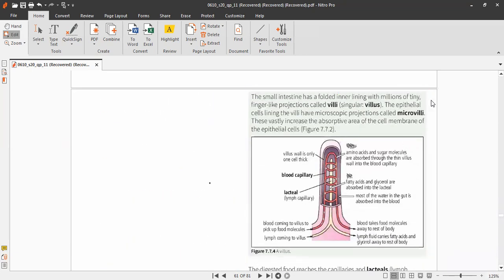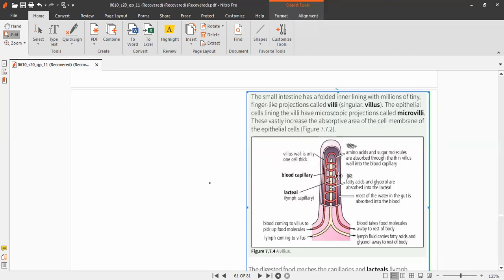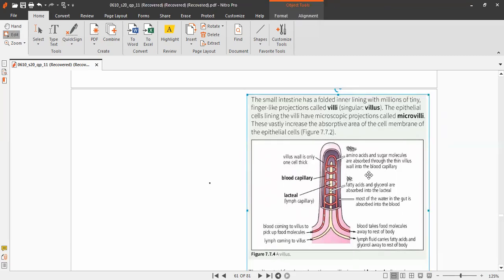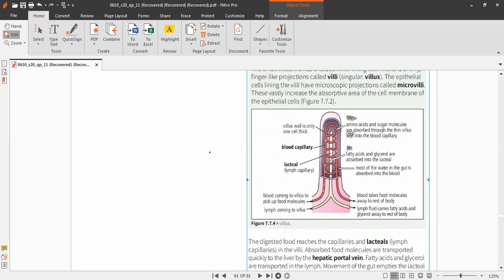Let's see, the small intestine has a folded inner lining with millions of tiny finger-like projections called villi. The epithelial cells lining the villi have microscopic projections called microvilli. These vastly increase the absorptive area of the cell membrane of the epithelial cells. Here, in this place, amino acids and sugar molecules are absorbed through the thin villus wall into the blood capillary. But in this place, fatty acids and glycerol are absorbed into the lacteal.